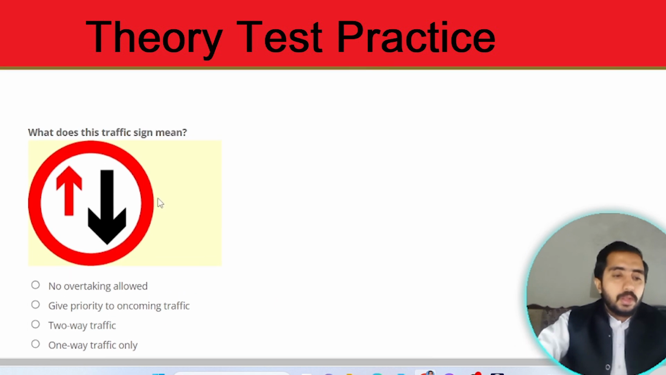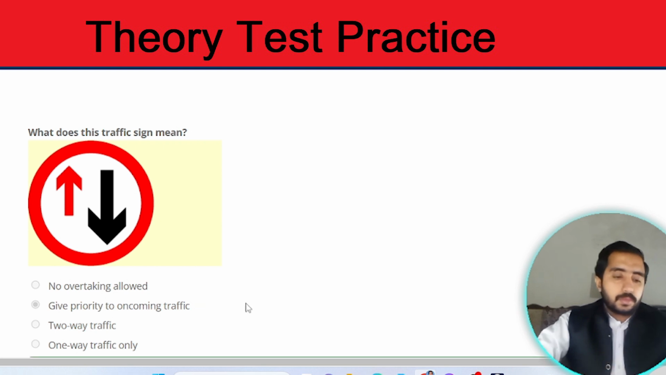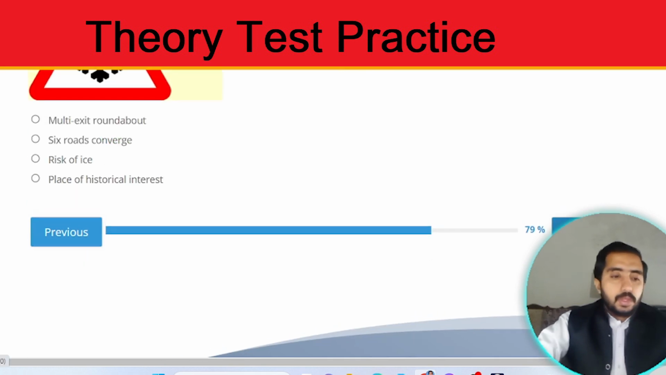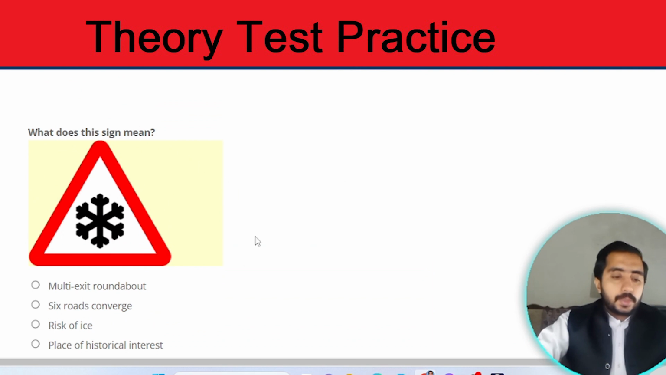Next. This traffic sign is represented by give priority to oncoming traffic. This symbol is represented by risk of ice. Option C is the correct one.